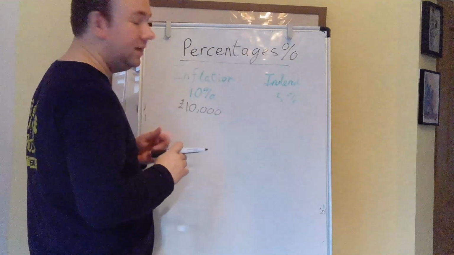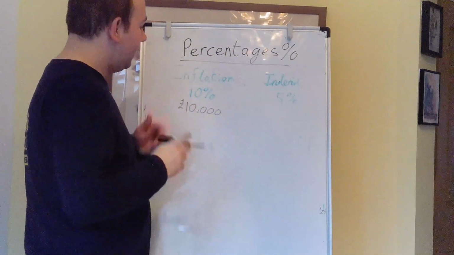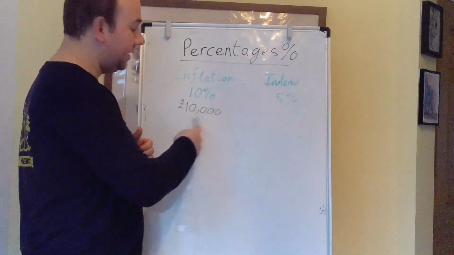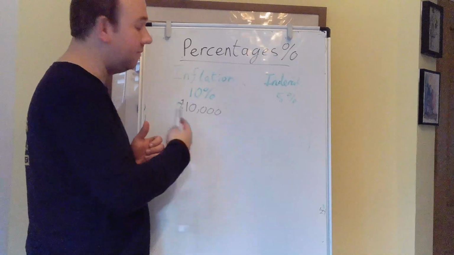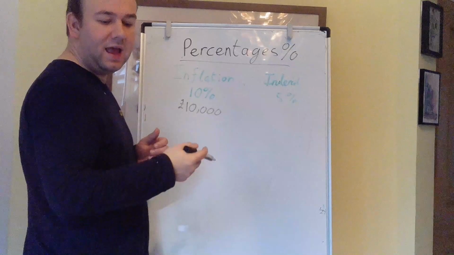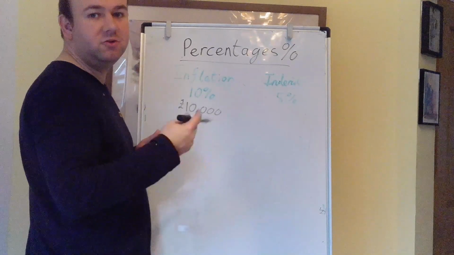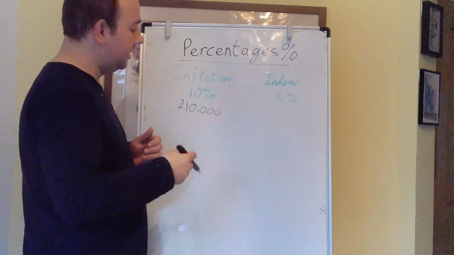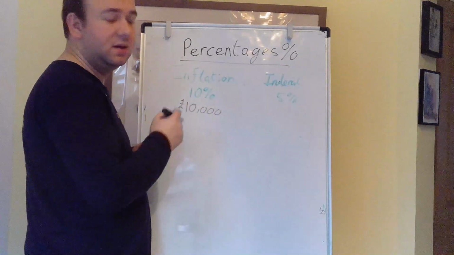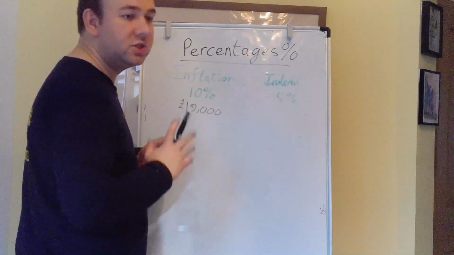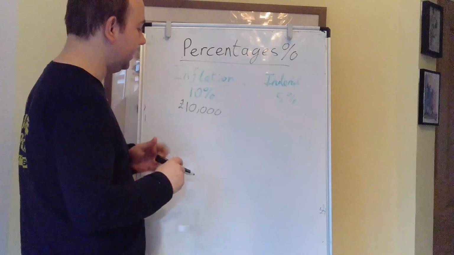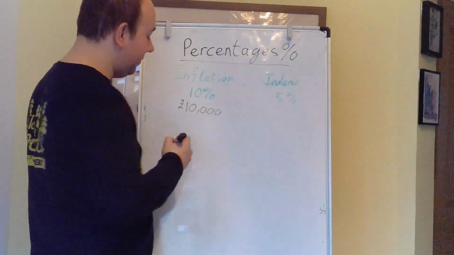If inflation keeps going up by 10%, this £10,000 could buy a number of goods, let's say it could buy 10,000 Mars bars. If inflation keeps going up, every year the price of the Mars bar is going to increase by 10%. Now you could buy 10,000 Mars bars, but how much money would you need in 3 years' time to buy that same quantity of Mars bars? Every year it's going to go up by 10%.